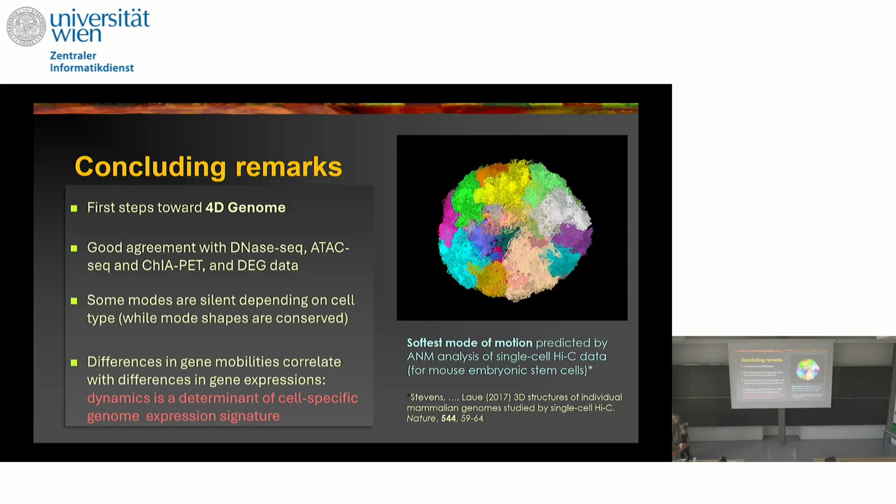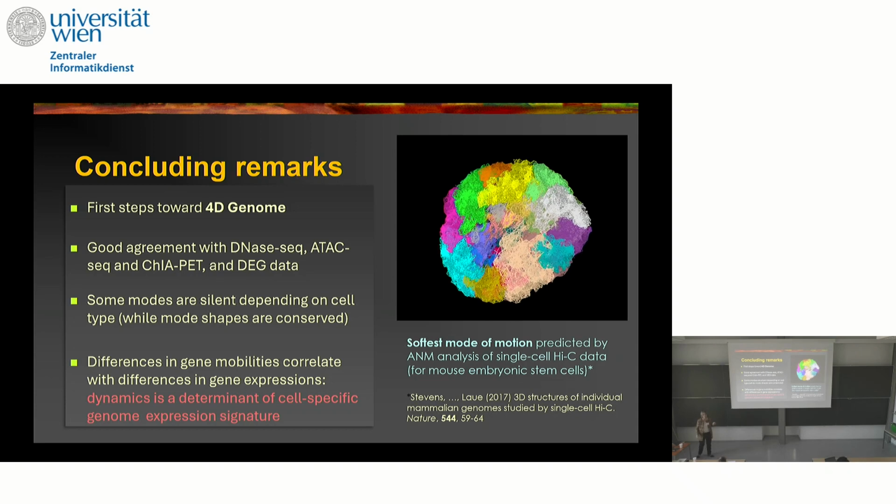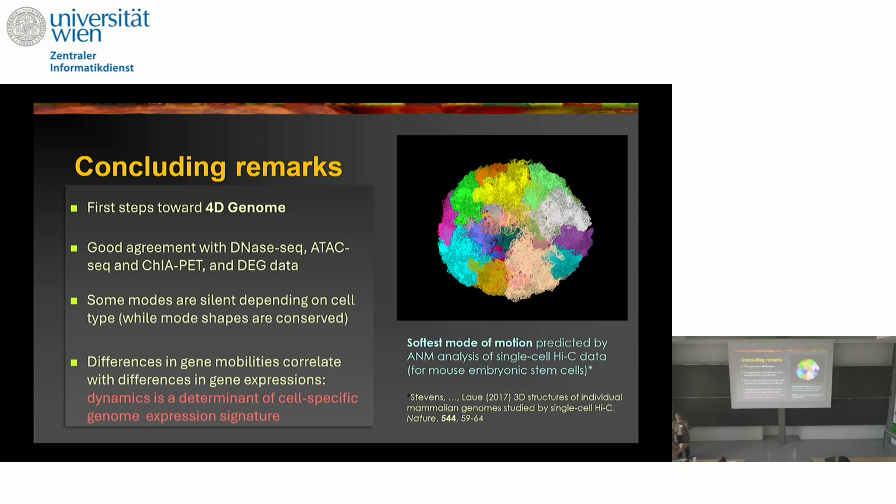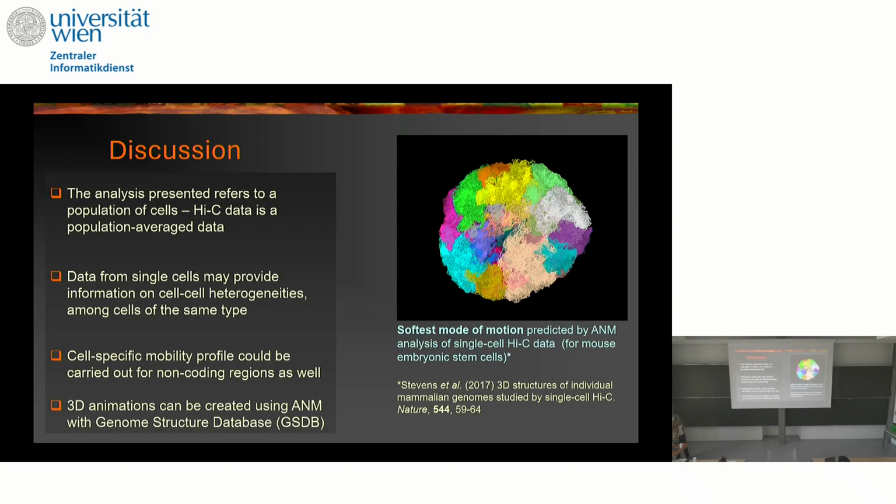You know, we say in different cells, in different tissues, some proteins are expressed, others are not. And this expression level is directly related to their mobility profile. And some gene loci move or have the energy ability to undergo changes, others don't. And the dynamics is a determinant of cell-specific genome expression signature. That is from one of the 3D models, using elastic network models, just the softest modes to show how the entire chromatin moves.